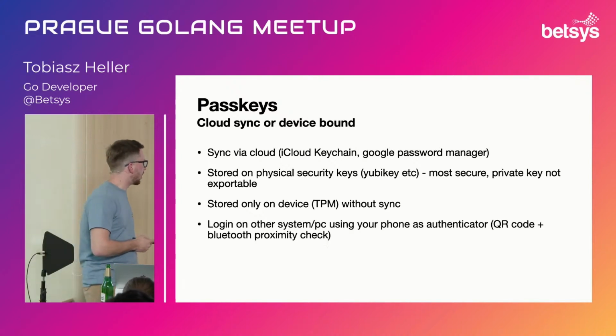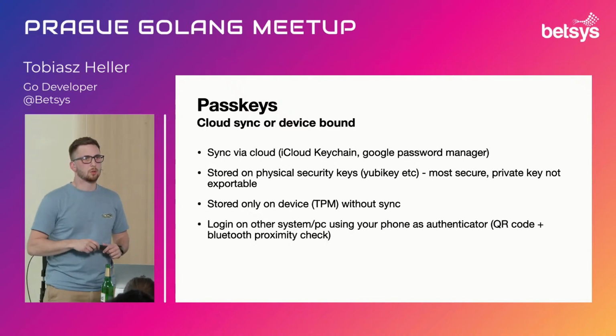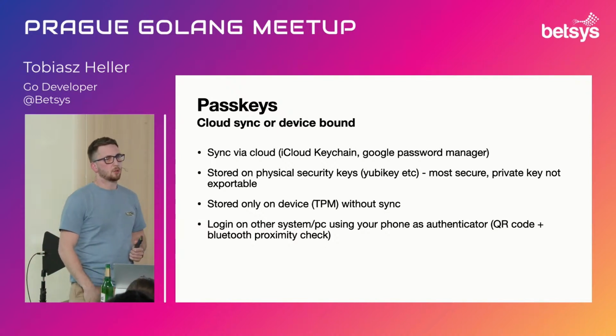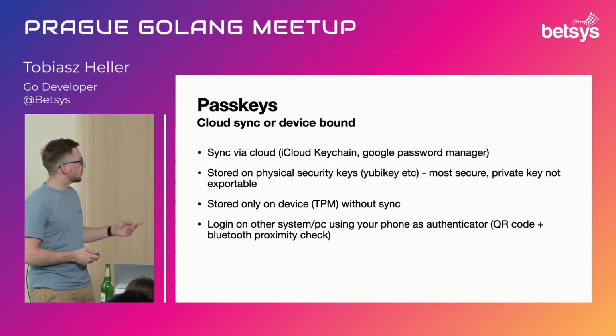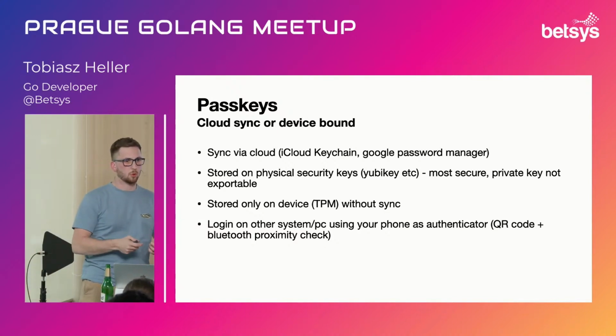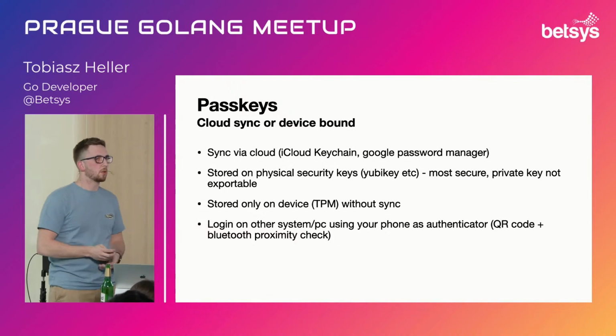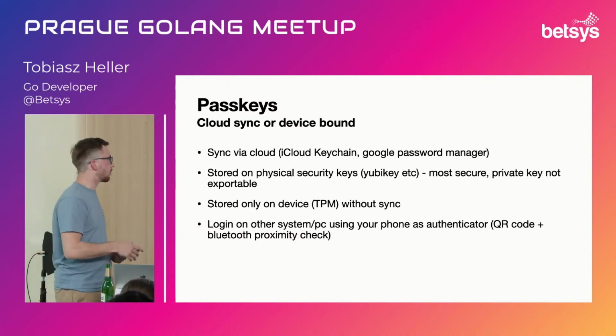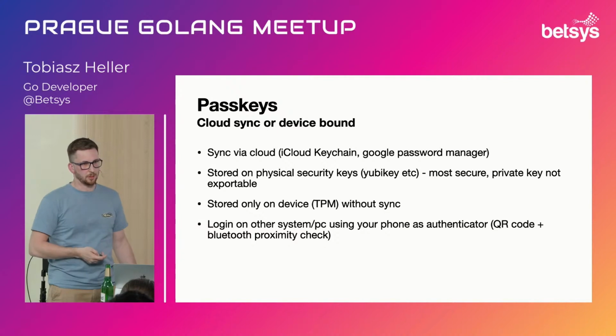And there is also one other option. For example, if you want to log in on an external computer and your passkey is stored on your phone, then you can use this option. You're basically scanning a QR code. In the background, there is a Bluetooth proximity check, and you can solve the challenge on your phone, and the computer will be allowed to log in.